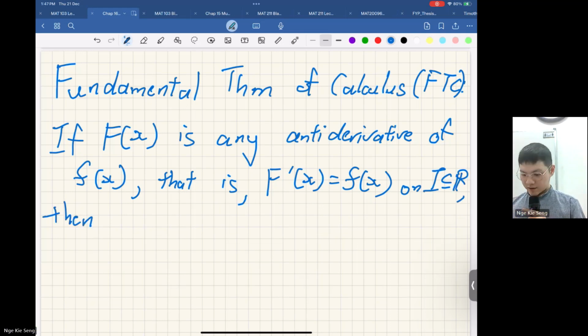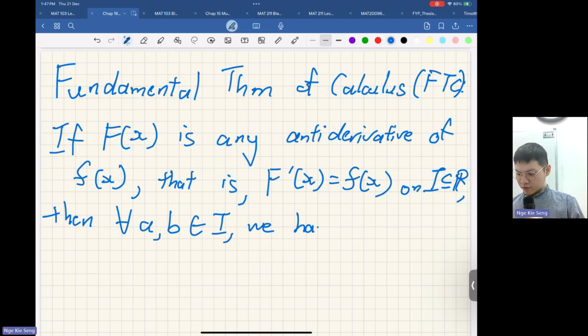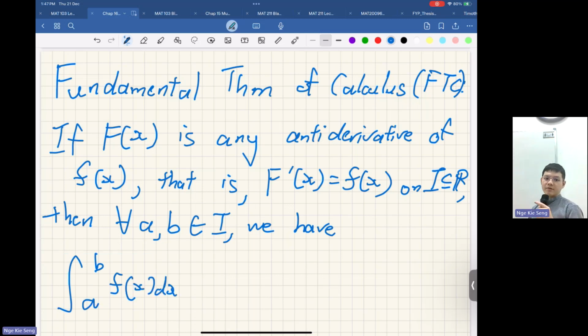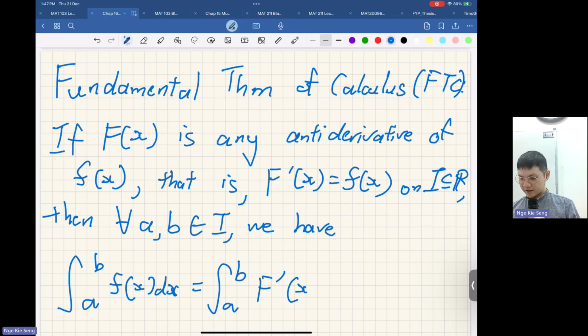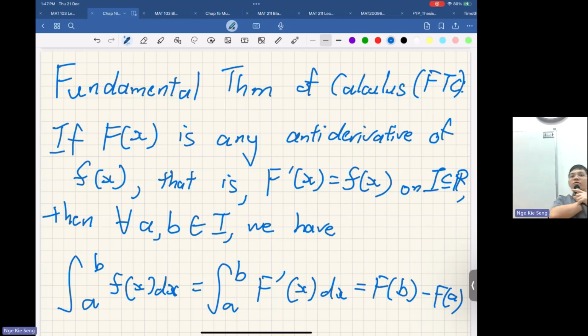Then for any a, b in the interval, we can do integration. The definite integral from a to b of little f x dx, what do we get? This is equivalent to capital F evaluated at b minus capital F evaluated at a. This is what we always do: we evaluate at the two endpoints and then take the difference. This is what we have been doing.